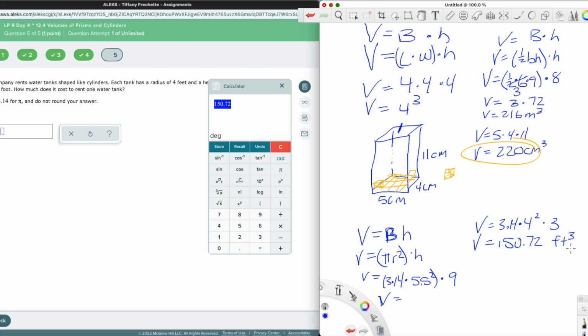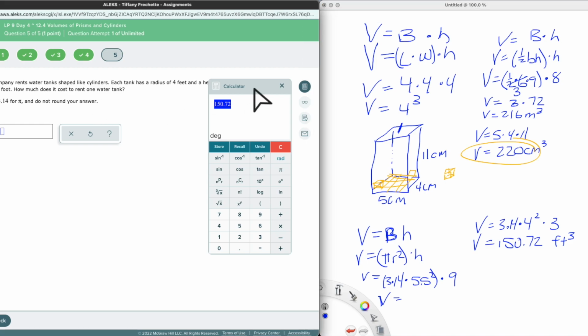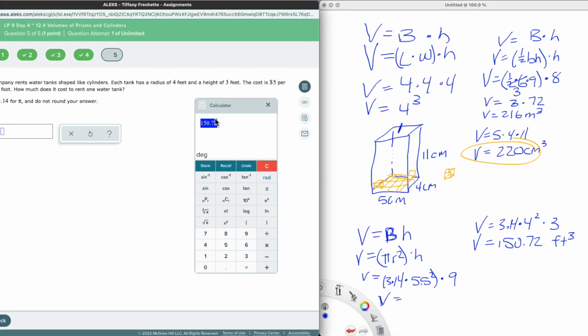Every cubic foot is $5. So I want to take this and divide by 5. What am I doing? Multiply by 5. Because every single one of these cubic feet is $5. It's going to cost me $5 to hold each one. So I want to multiply. So it's going to cost me $753.60 to hold that much water. I'm going to put a 0 on the end. I don't believe that Alex would mark you wrong without the 0, but just proper to put the 0 there when we're talking about money.